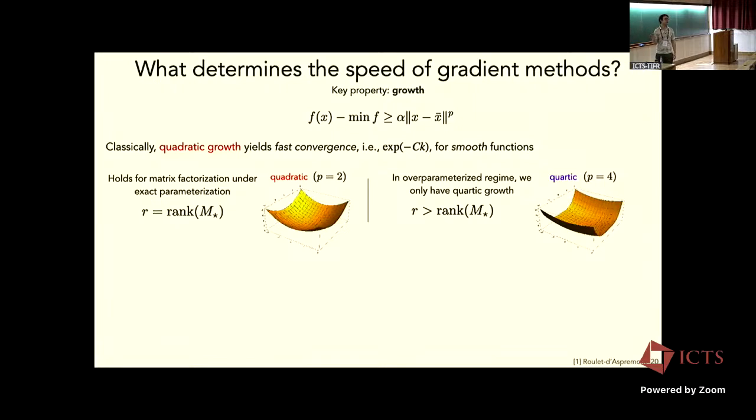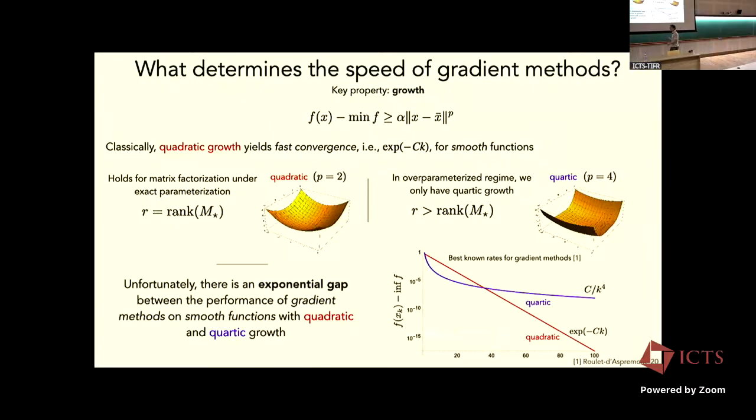Now, the problem is that when we go from quadratic to quartic growth, it's known that, at least in terms of the existing optimization methods, there is sort of an exponential gap between the speed of these two types of gradient descent on these two types of problems, okay? So when I was making these slides, and I think even all the way up till 2020, the best possible rate of convergence I could find for gradient descent under quartic growth was something like 1 over k to the 4th power, which is not too bad, but it's still sort of sublinear, right? Compare that to gradient descent, and you see that there's an exponential gap.